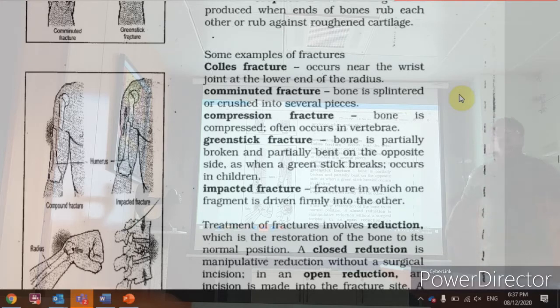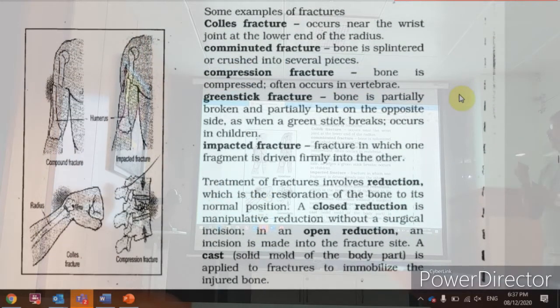Compression means you fall somewhere, you fall on your butt or something. That is known as compression, like an impact. That is known as compression fracture, which often occurs in the vertebrae. Greenstick fracture, as I explained to you, happens in children because it is partially broken. Impacted fracture is when one fragment has gone into another one. That is known as impacted fracture. The picture says so: compound fracture, humerus, impacted fracture. Vertebrae is your compression fracture.